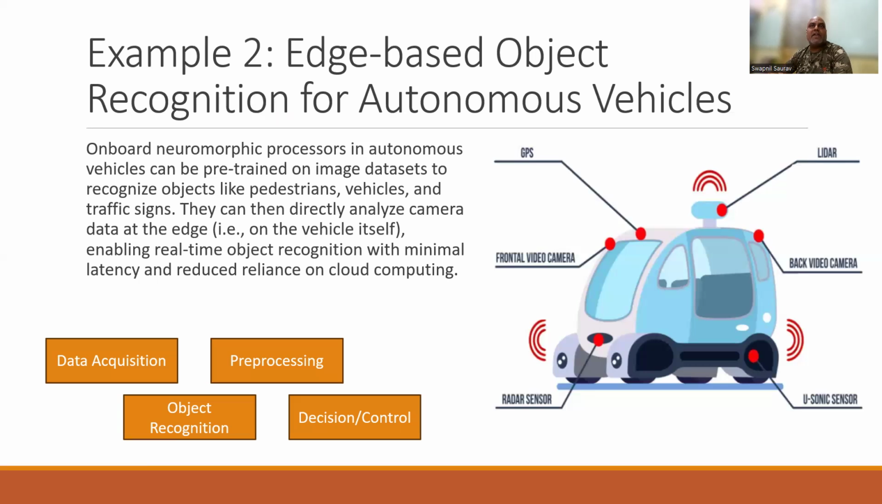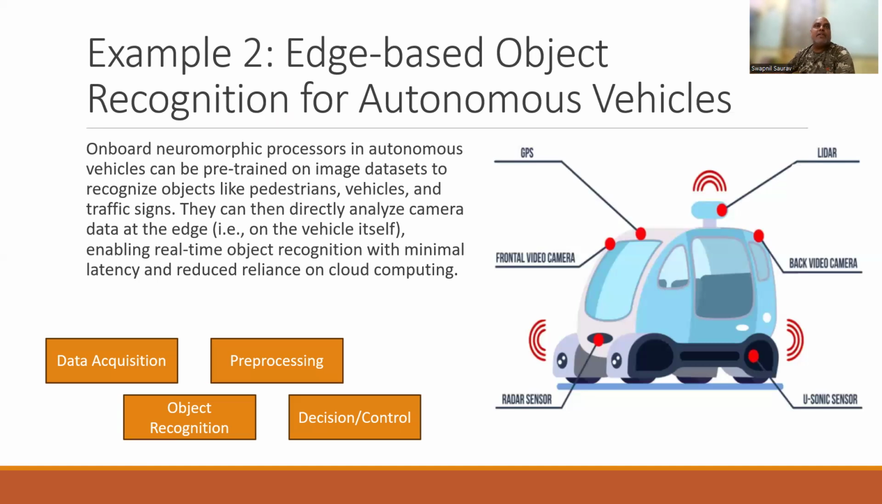These features are fed into a neuromorphic chip where a trained model classifies the object in real time, like car, pedestrian, traffic light. And finally, decision making and control. Based on the recognized objects and their positions, the AV's control system makes decisions on navigation, braking, and other maneuvers.